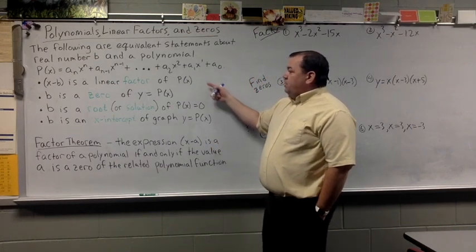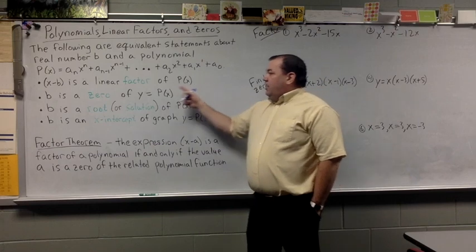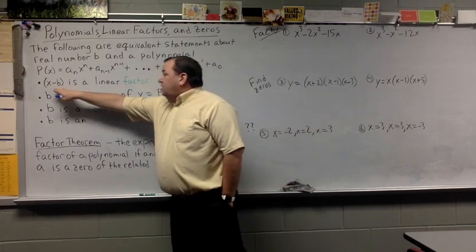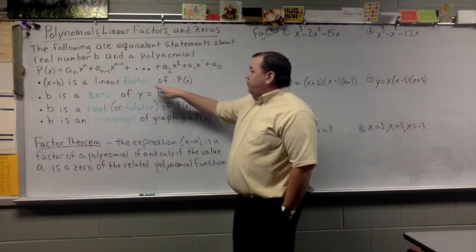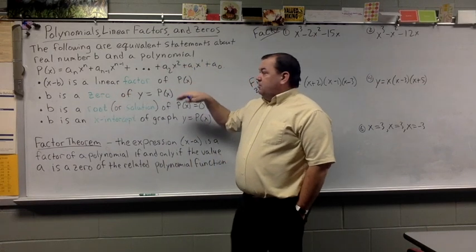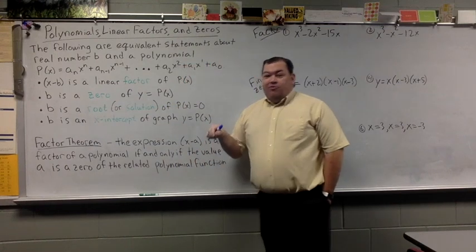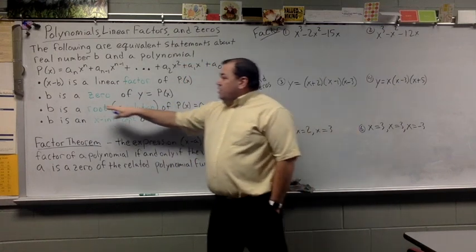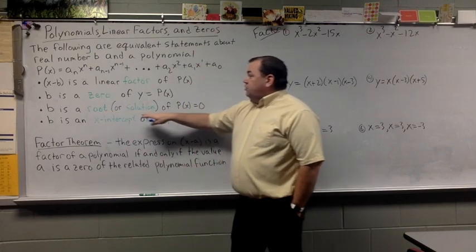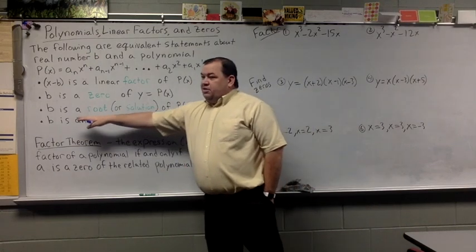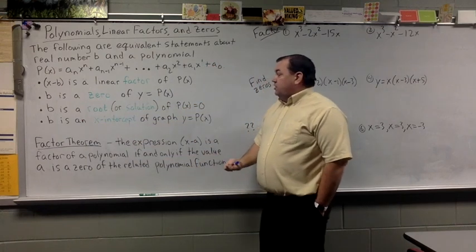So the four statements that they have here, and I highlighted the keywords here. X minus b is referred to as a linear factor of p of x. B is also referred to as a zero of a polynomial. B is also referred to as a root or a solution of that polynomial. And b is also referred to as an x-intercept.